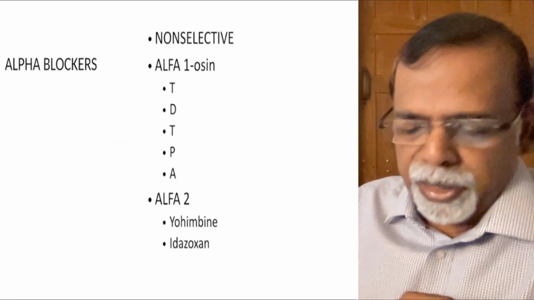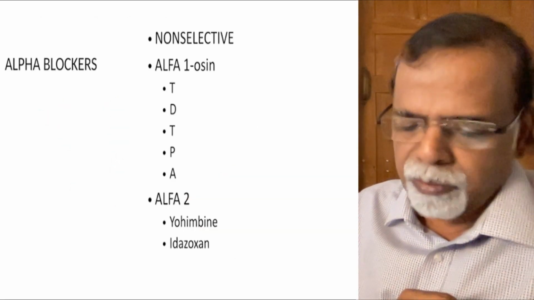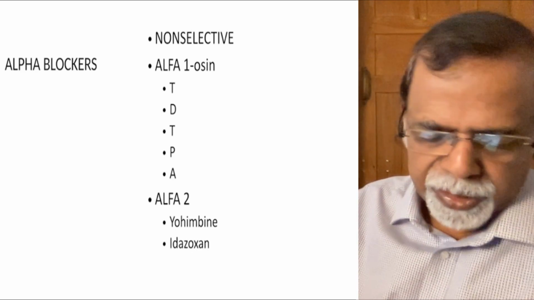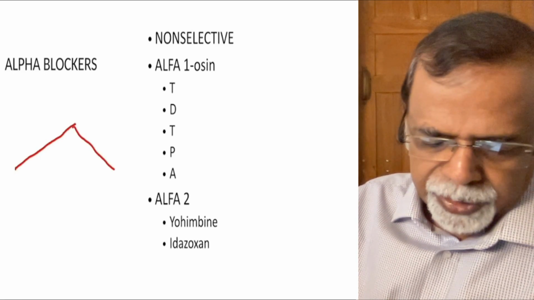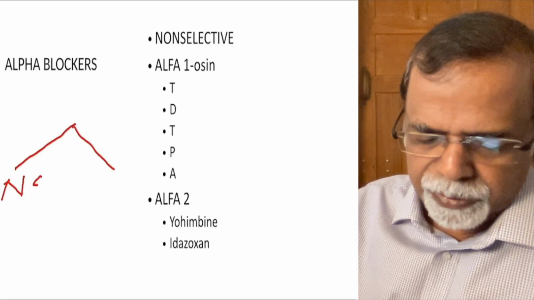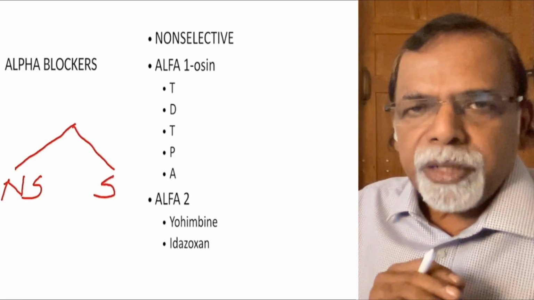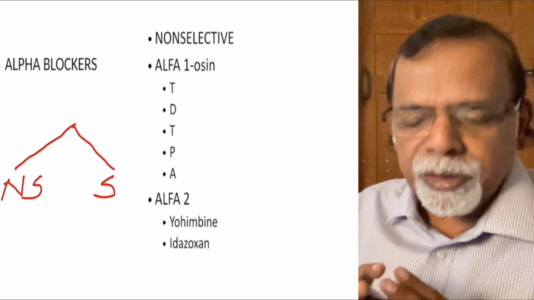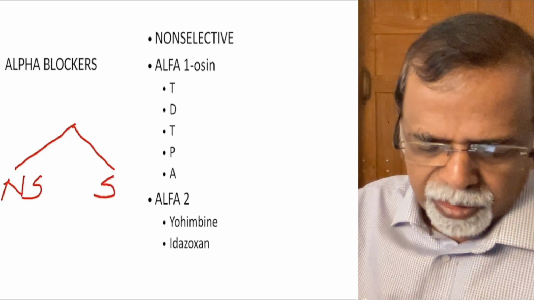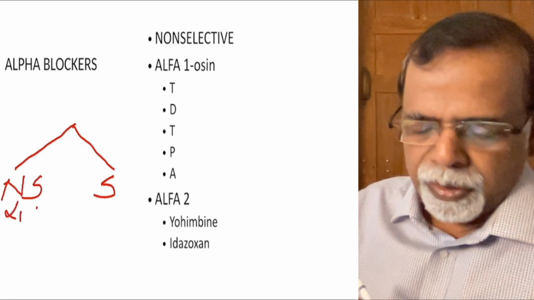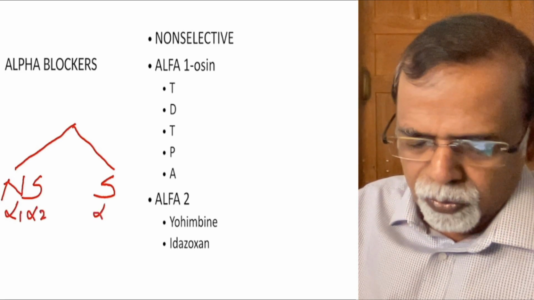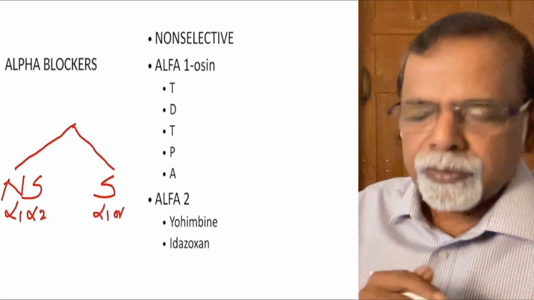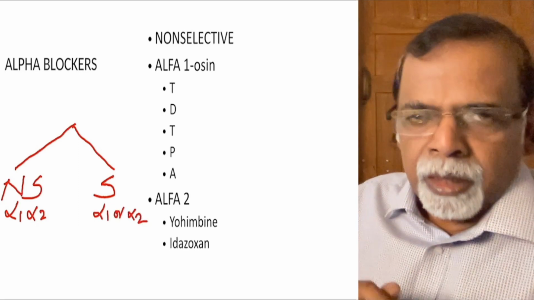Now we go into the alpha blockers a little more. Alpha blockers are basically divided into two types: non-selective and selective. What does non-selective mean? Non-selective means it blocks both alpha 1 and alpha 2. Selective means it is specific for either alpha 1 or alpha 2. So that is the difference.